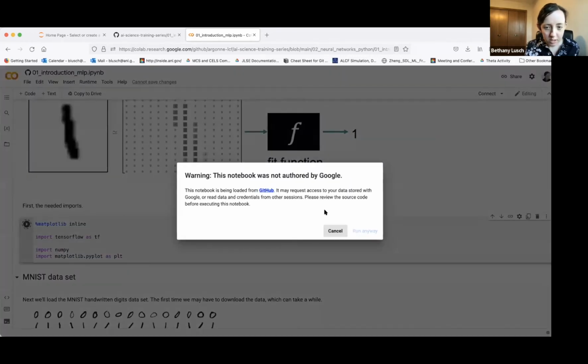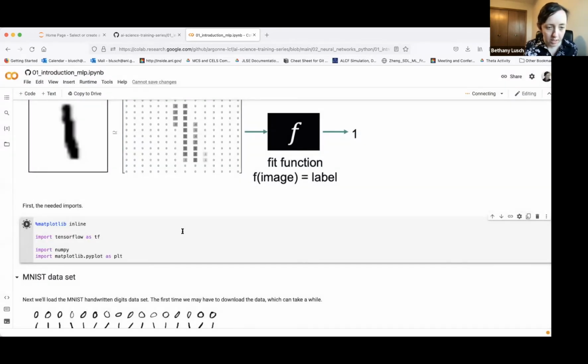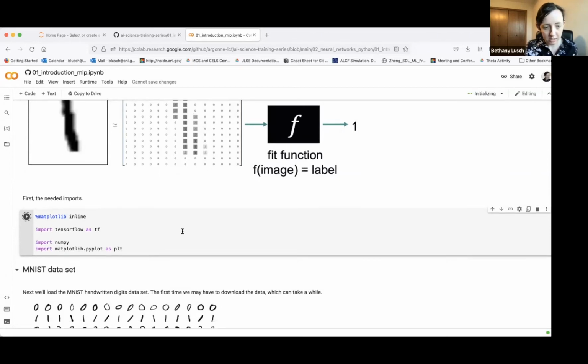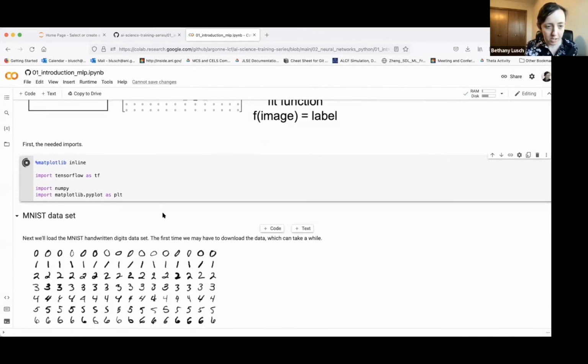So first we're going to import some Python packages. Now, I included TensorFlow just for one convenience function.